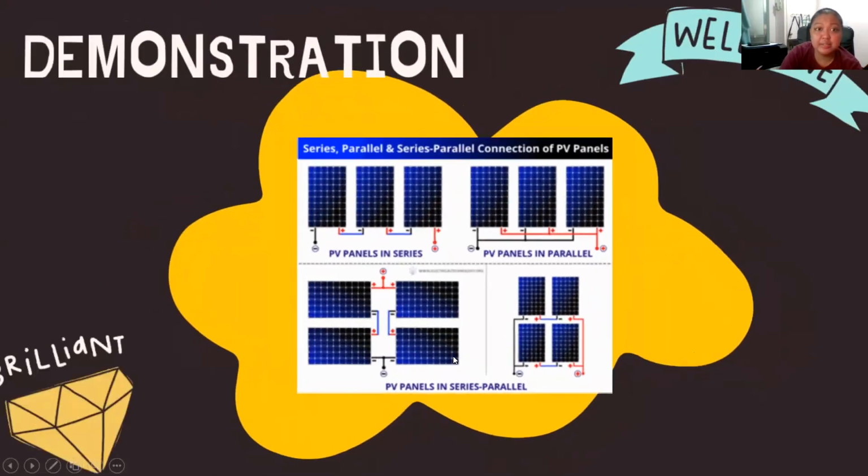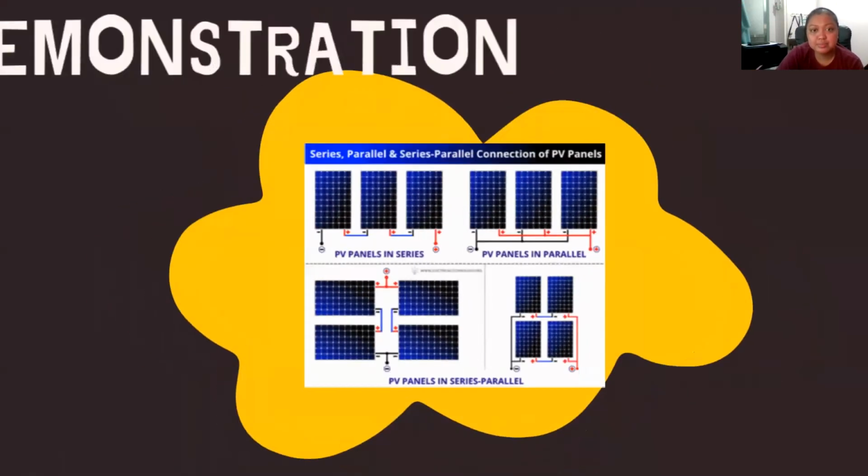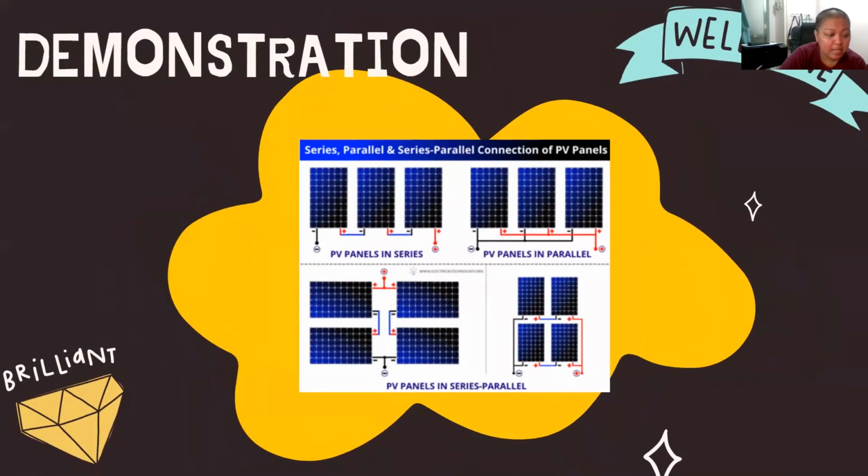In general, the larger the area of a module or array, the more electricity that will be produced. Photovoltaic modules and arrays produce direct current or DC electricity. They can also be connected in both series and parallel electrical arrangements to produce any required voltage and current combination. And now let's proceed to the example.